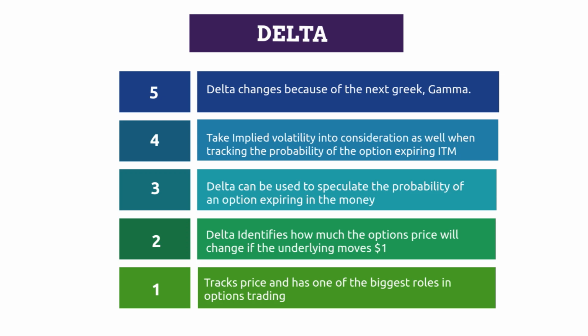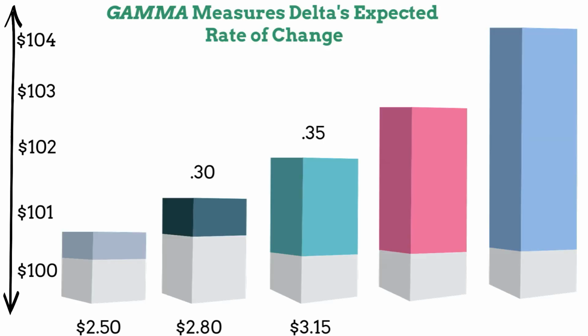If you didn't catch that, I'll give you one more detailed example. The stock is trading for $100 and you buy one call with a premium of $2.50. The delta is 0.30 and the gamma is 0.05. Now the stock goes up to $101. So your premium goes from $2.50 to $2.80 because the delta is 0.30.